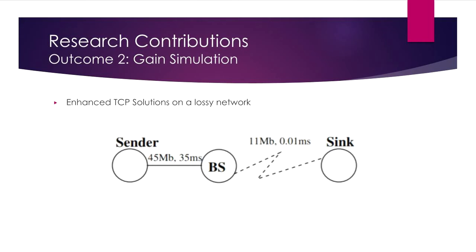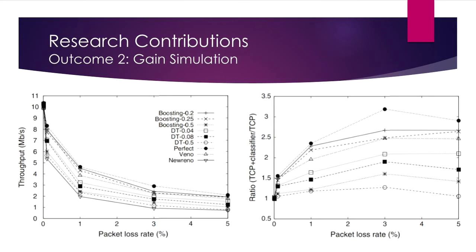To satisfy the second outcome, the enhanced TCP implementations were simulated to evaluate throughput. The first simulation featured a hybrid wired and wireless network with the shown topology. The results are summarized in these two plots. The left displays throughput, while the right displays gain. These are superimposed for a number of enhanced TCPs with differing bias values, in contrast to existing packet loss classifier methods. These include Vino and Neurino. It can be seen from the results that the tree boosting classifier provided the highest throughput.